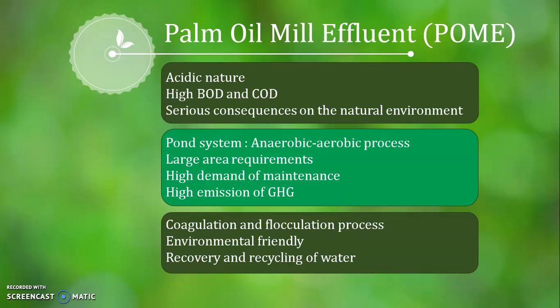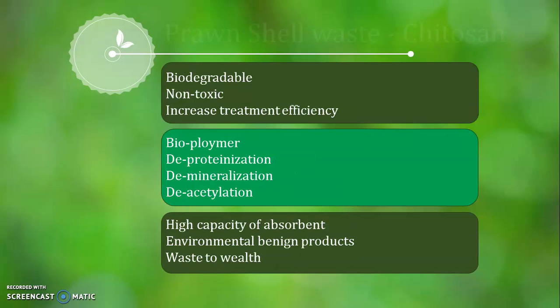Traditionally, we use a pond system to treat the POME, which is the aerobic and anaerobic process. But this system requires a large area and has a high demand of maintenance. At the same time, a large amount of greenhouse gases will be emitted to the atmosphere. So the better choice will be coagulation and flocculation process to treat the POME, because the coagulant is environmentally friendly and can easily recover or recycle back the water.